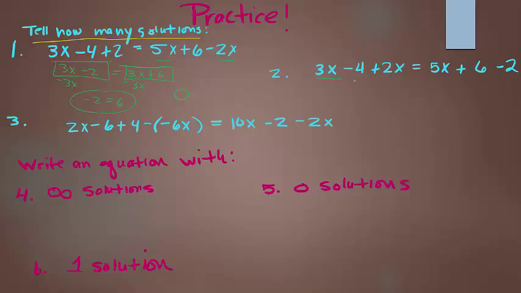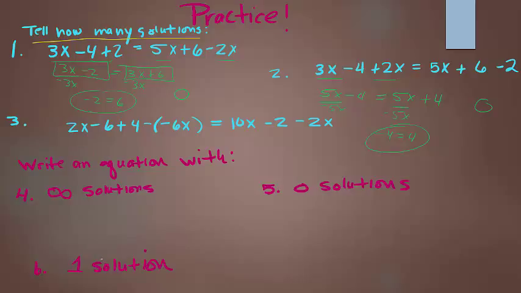All right, next one, let's clean this up. We have 5x take away 4 equals 5x plus 4. All right, same situation looks like. So if we clean this up more, we get negative 4 equals 4, and that is false. So there are no solutions to that one.